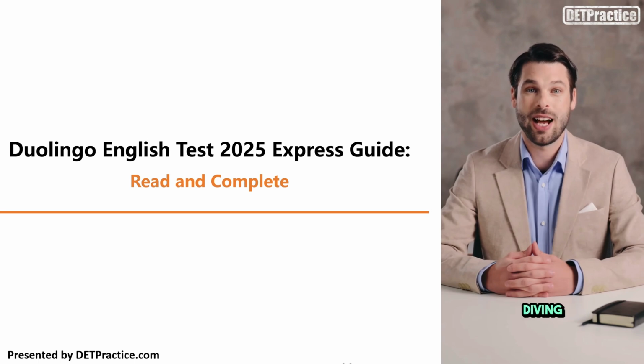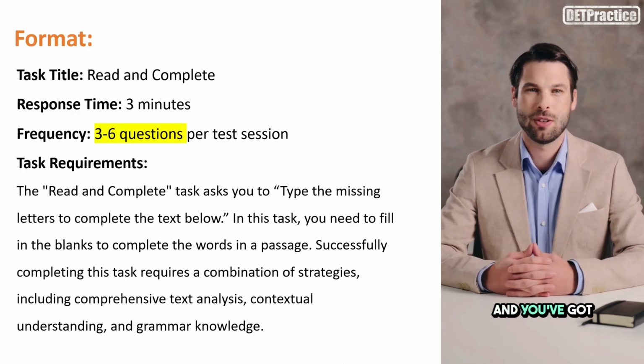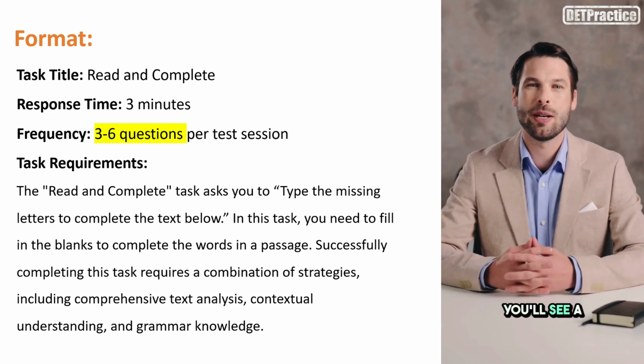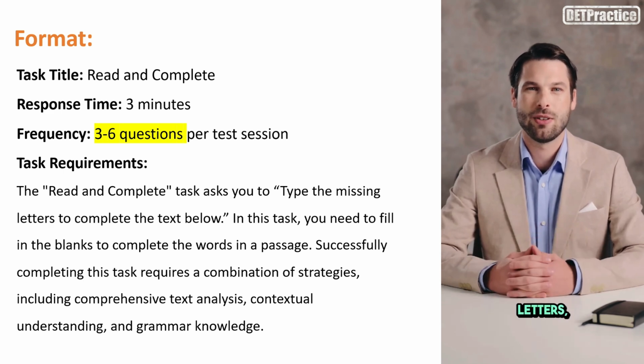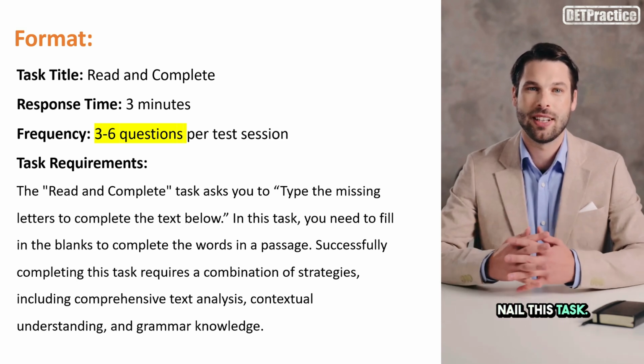Today, we're diving into the read and complete task. This task pops up 3 to 6 times per test session, and you've got 3 minutes to tackle it. In the read and complete task, you'll see a passage with some words missing letters, and your job is to type those missing letters to complete the text. It's not just about guessing words, it's about analyzing the text, understanding the context, and using your grammar skills to get it right. So, let's break it down and explore some strategies to help you nail this task.